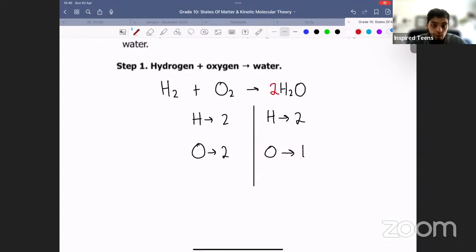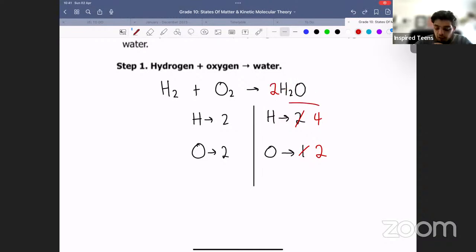Okay, now my oxygens are balanced because now I have 2 oxygens. But I also have 4 hydrogens, because now I balanced my oxygen, but now my hydrogens became unbalanced. So those 4 hydrogens, right? There's no other way that I need to balance that oxygen, right? So I need to keep that 2 there.